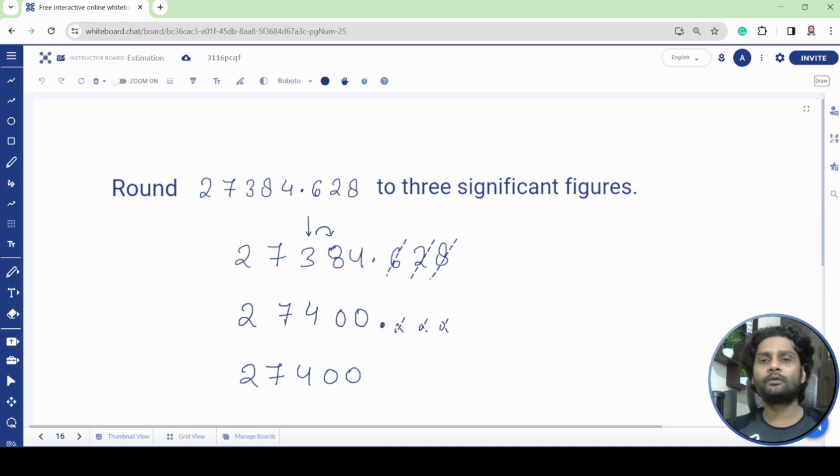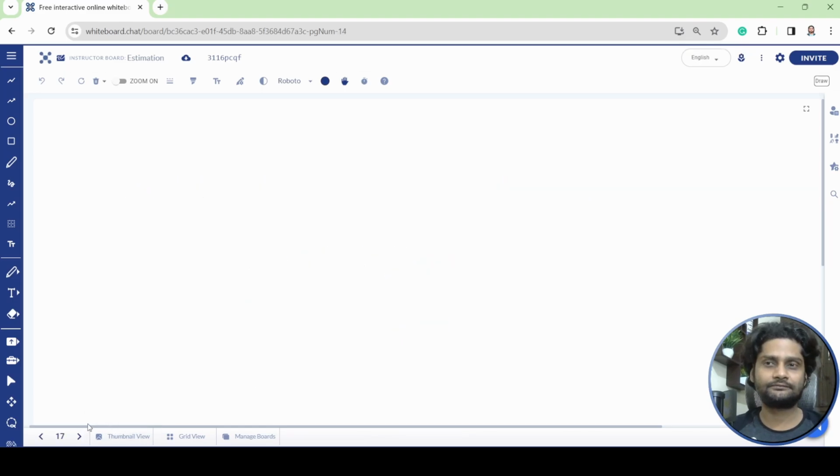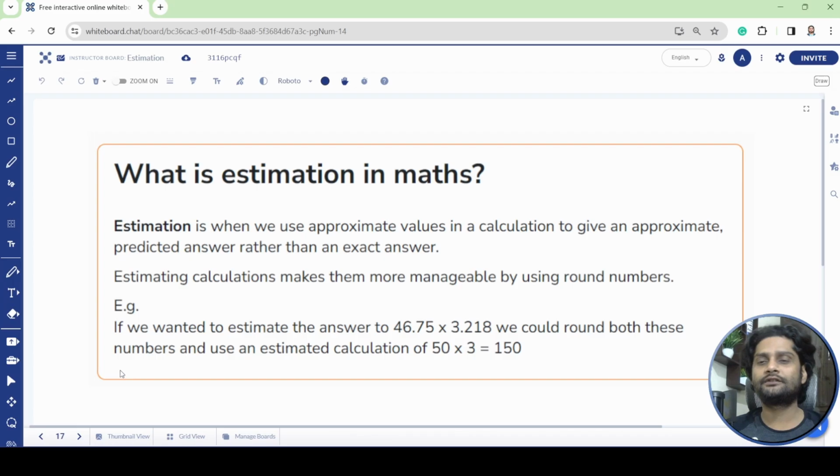This is how we round a certain number to certain significant figures, students. After that, we need to learn estimation. Again, estimation is used to make the calculation simpler. Sometimes we may have complex numbers and we don't really all the time want the exact answer. Even an approximate answer might work in certain cases.